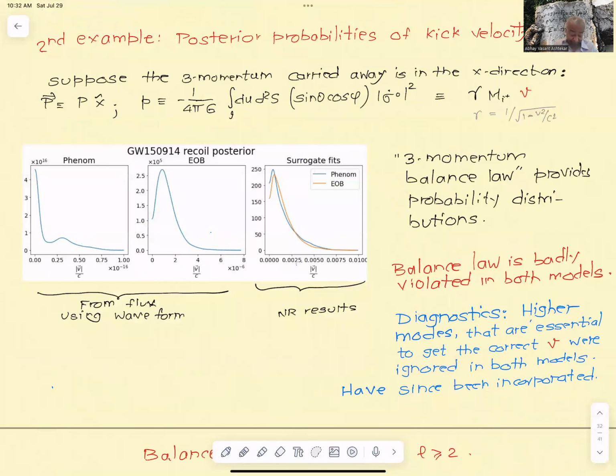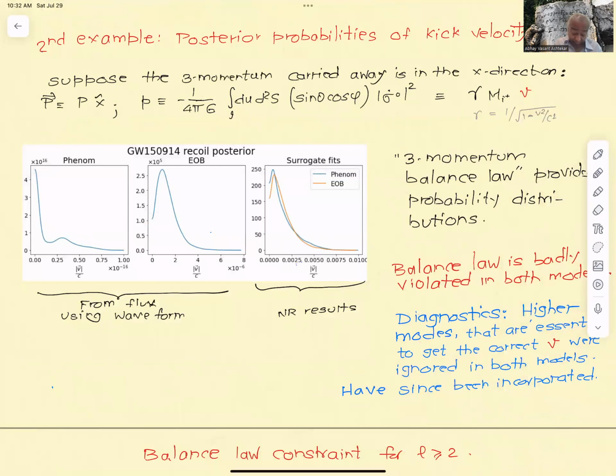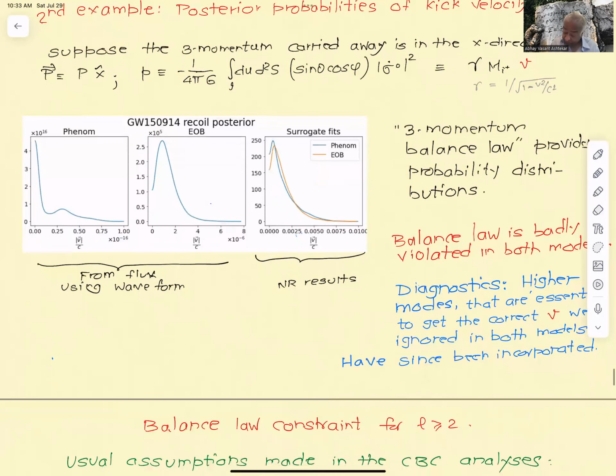And they were all over the place, basically. So in the Phenom model, the kick velocity was extremely small. In the EOB model, it is much larger, but still small. And if I do a fit to the numerical relativity for the parameters which are given to me by EOB and Phenom, then in fact for numerical relativity, the kick velocity is larger. I mean, larger than both of them, much larger than this one, but also larger than that. And so the balance law is really badly violated in both models, much worse in Phenom than in the EOB case.